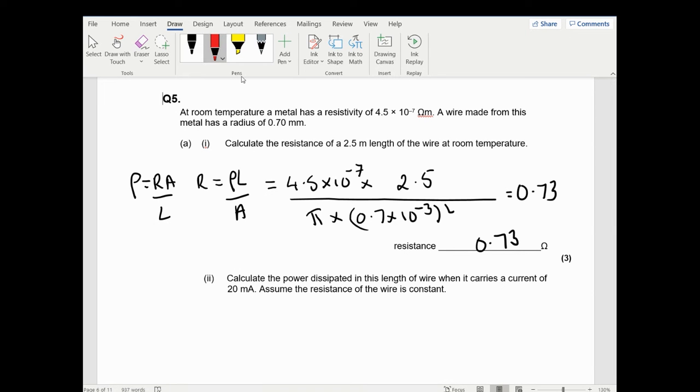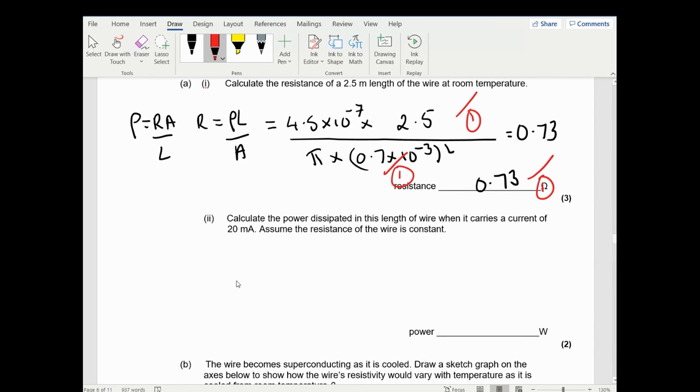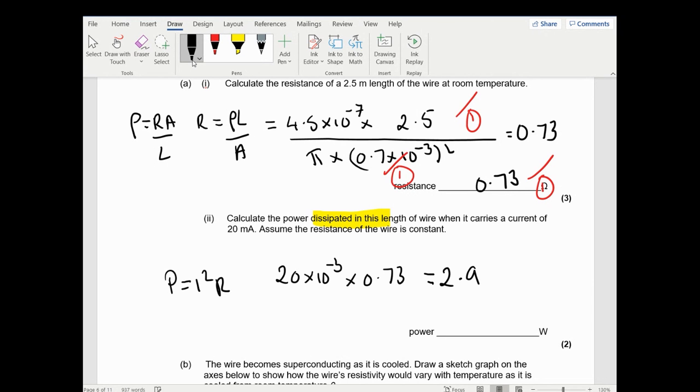So this one, again, you get a mark for using this, a mark for the substitution, and a mark for the answer of 0.73 ohms. The power dissipated in the length of wire when it carries a current of 20 milliamps. Assume that the resistance in the wire is constant. Work out the power. So I'm looking for the power dissipated in the wire. So P equals I squared R. So I've got 20 times 10 to the minus 3 times 0.73. I'm going to get 0.146. Times 20 times 10 to the minus 3. I'm going to get, I do apologise, 2.92 watts. So 2.92 times 10 to the minus 4. Now the answer actually says 2.96 and it's all to do with error carried forward, so it all depends on your rounding all the way through.